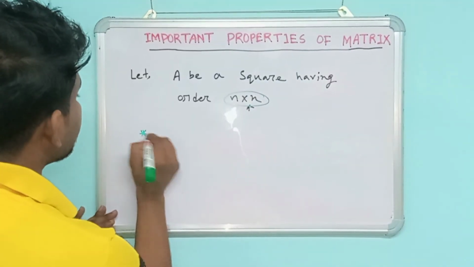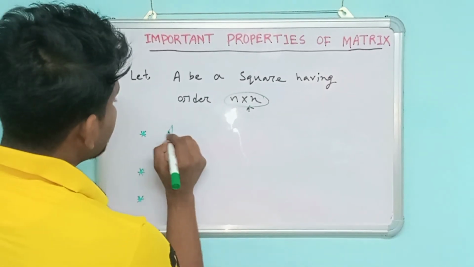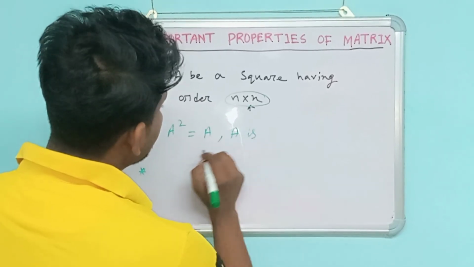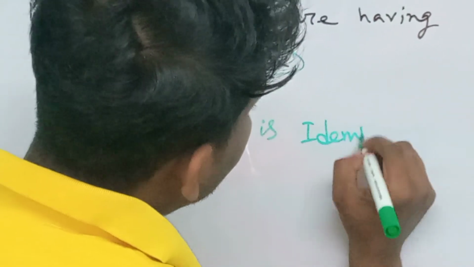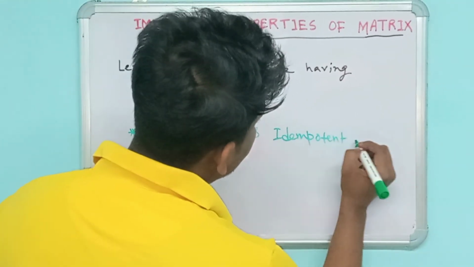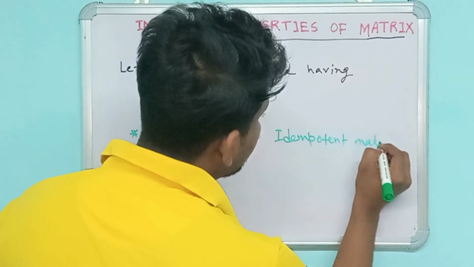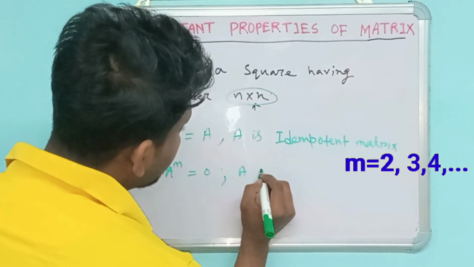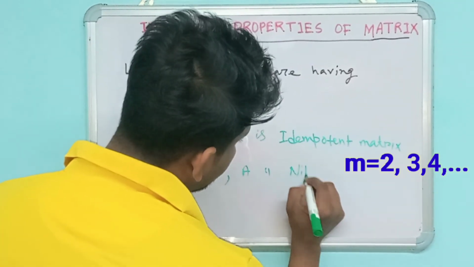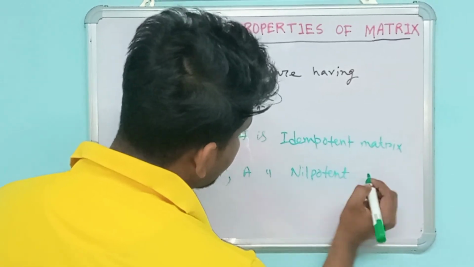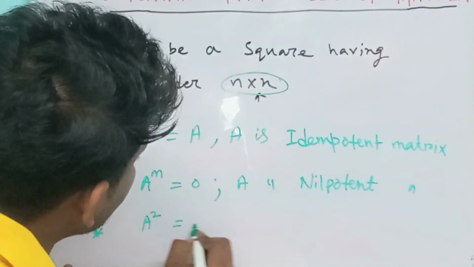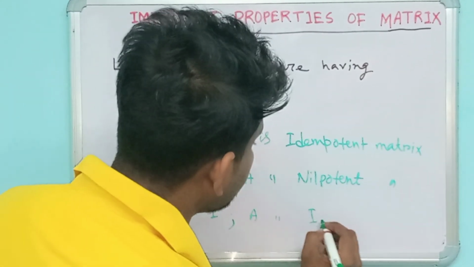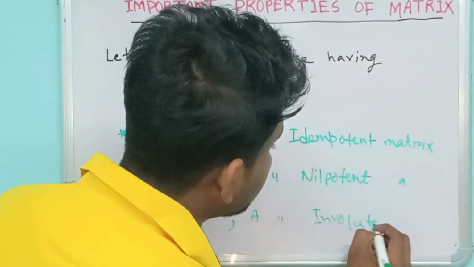And the last three are: when A square equal to A, then A is called idempotent matrix. A to the power m equal to 0, then A is called nilpotent matrix. A square equal to I, then A is called involutory matrix.